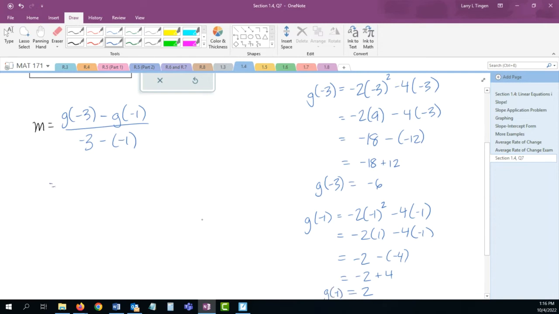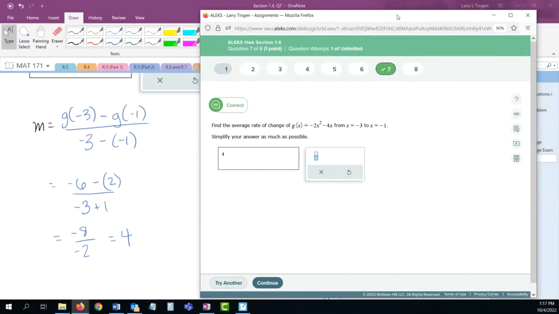So I plug in everything that I've been given. G at -3 is -6. G at -1 is 2. X2 is -3. Minus -1 becomes +1. -6 minus 2 more is -8. -3 plus 1 is -2. -8 divided by -2 is 4. All right, and plug that in. And as you can see, that is correct.